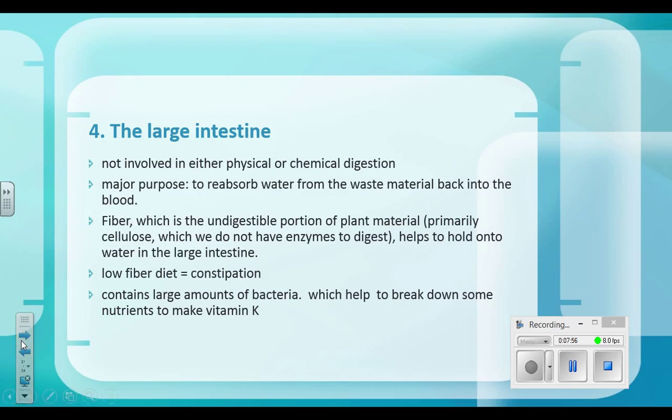Your large intestine is not involved with either physical or chemical digestion. We said when we talked about the small intestine that it is completing digestion. Digestion is over in the small intestine. So what is the major purpose of the large intestine? To reabsorb water. For example, water that came from your saliva. Water that was part of the food that you ate, or water that you drank.